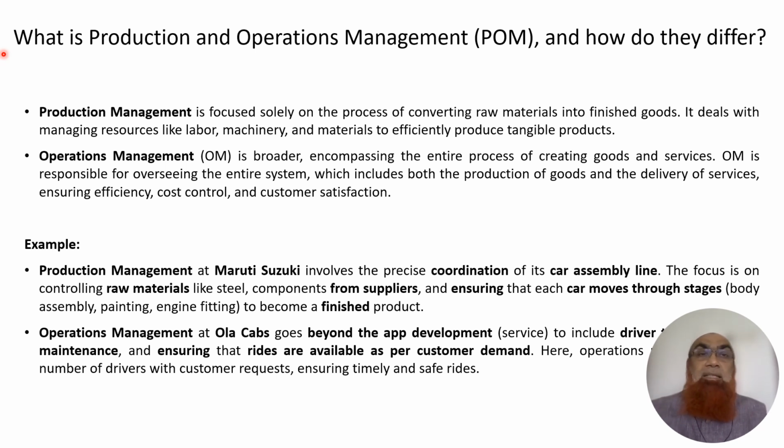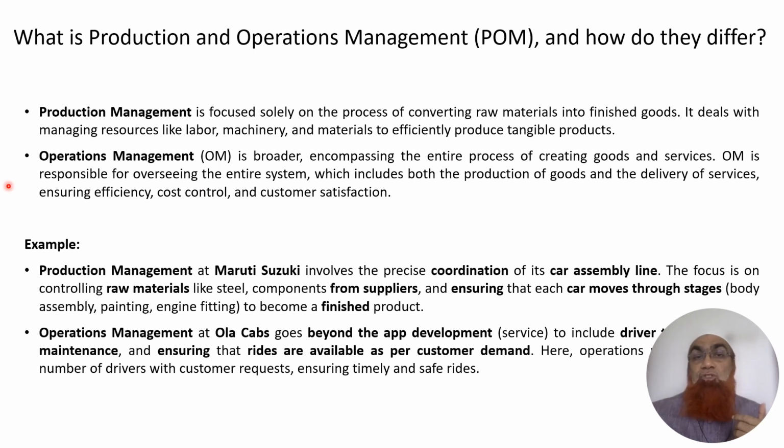The first question that comes is, what is production and operations management, and how do they differ? As we have already discussed, production management is focused solely on the process of converting raw material into finished goods. It deals with managing resources like labor, machinery, and materials to efficiently produce a tangible product. Now you can put it in detail, because in academia, one or two lines of answer is not sufficient. I'm just giving a bulleted point answer so that you can explain and elaborate it.